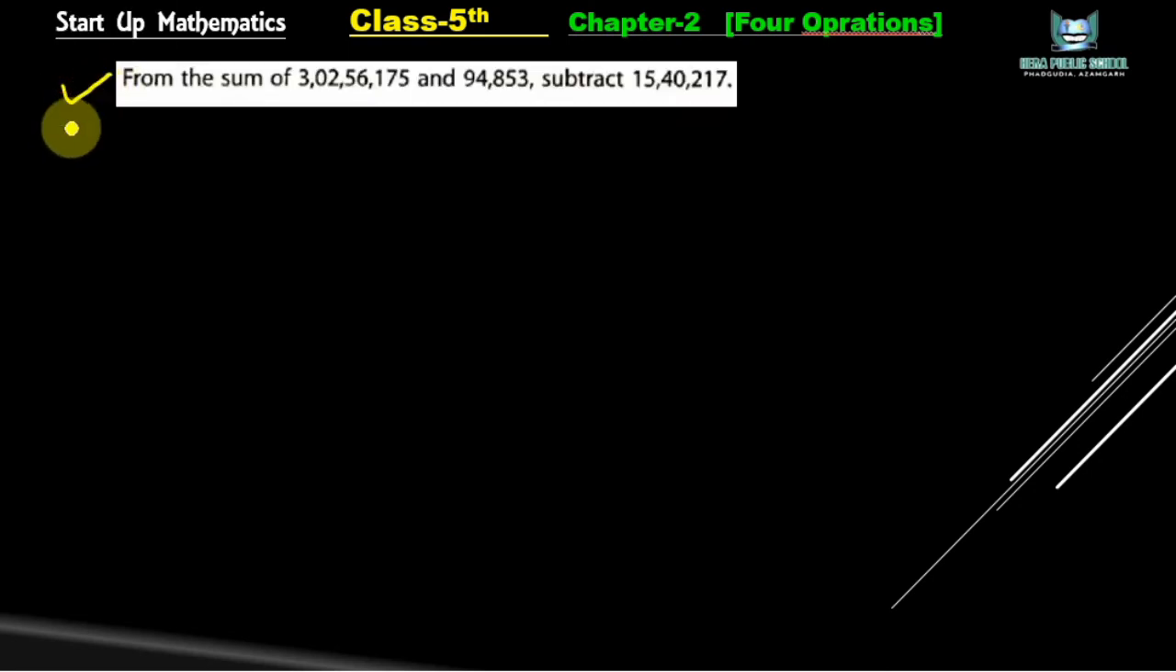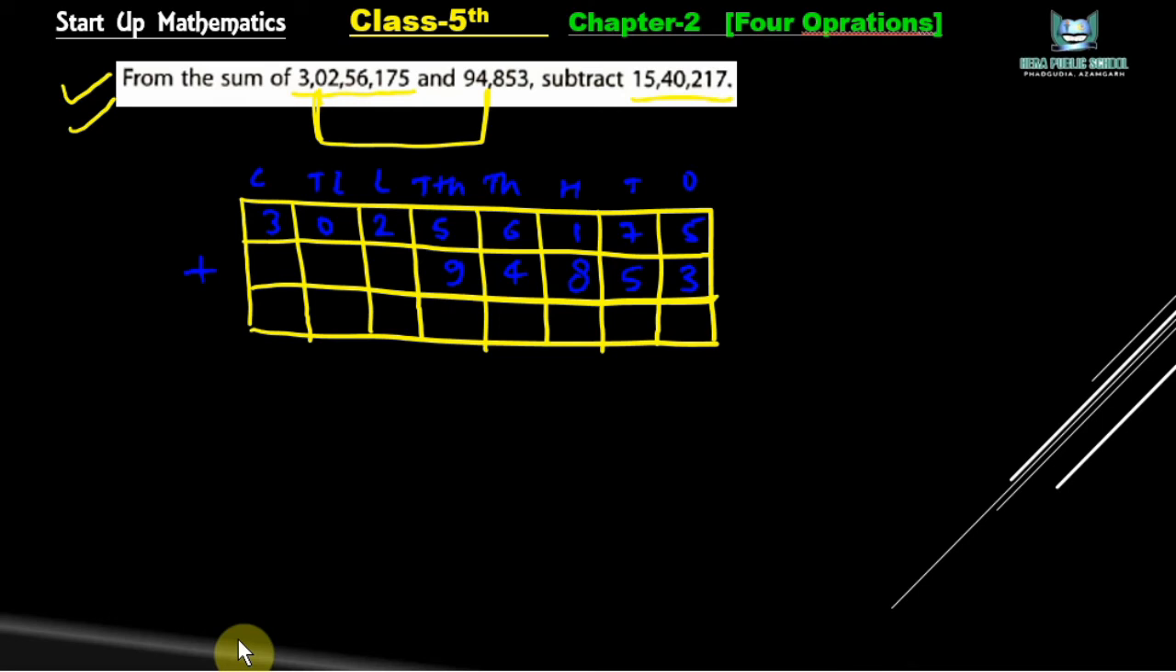Next type is from the sum of 3 crore 2,56,175 and 94,853 subtract 15,40,217. Dear students, in this question first we have to find the sum of these two numbers. After that we subtract this number from the sum of these two numbers. So let's solve the problem. First we are going to add these two addends.